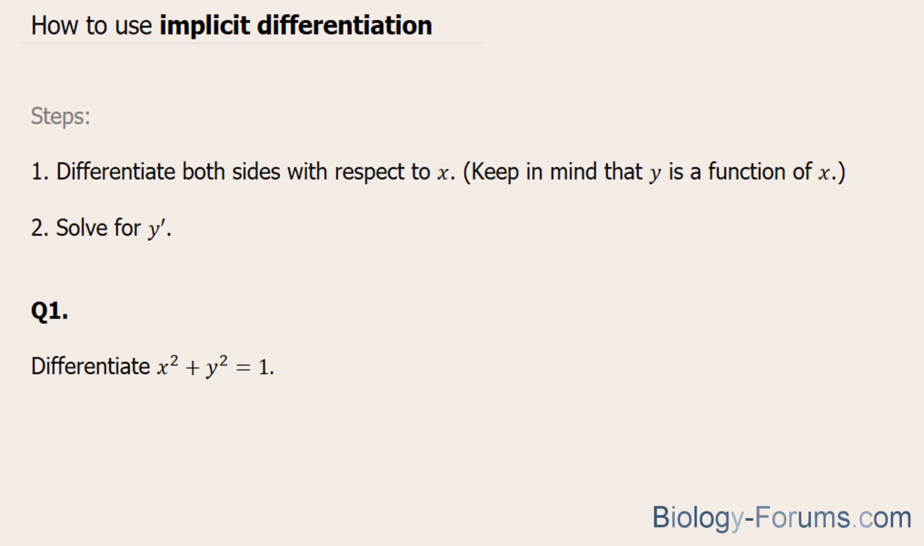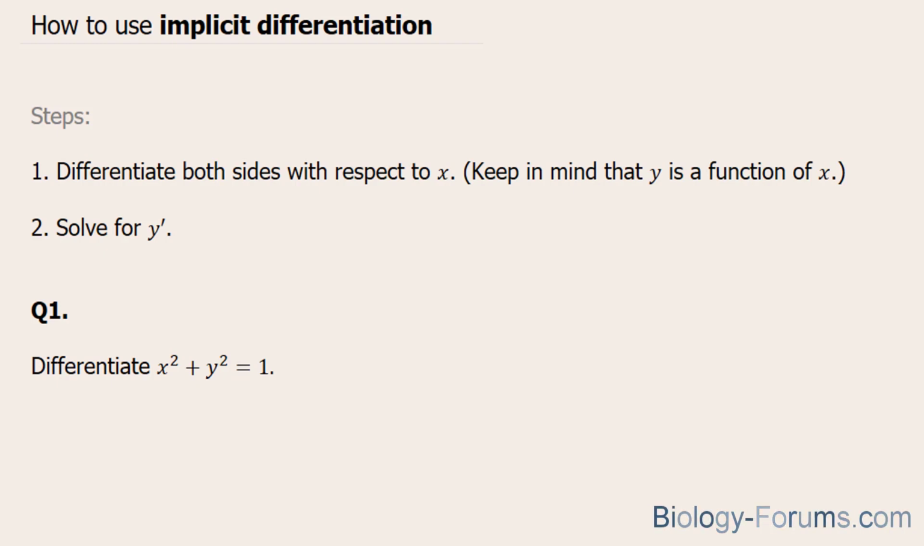In this short demonstration, I'll show you how to use implicit differentiation using 3 separate examples. These are the steps. The first thing, you have to differentiate both sides, both the left and the right side, with respect to x. Second, you have to solve for the differentiated version of the y variable.